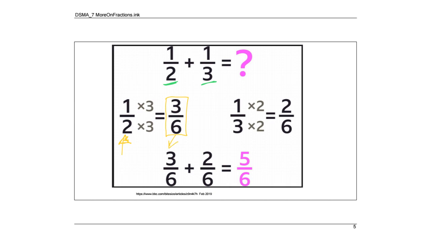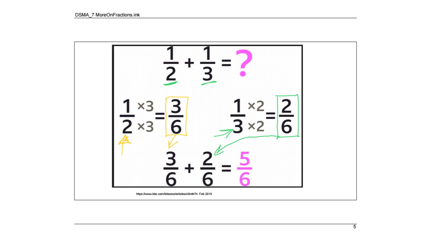So I've adjusted my fraction to have a denominator of 6. On the other side, I take 1/3, but I want a denominator of 6. So I'm going to multiply both top and bottom by 2. That gives me 2/6. And now I have common denominators here. I can add the numerators, so I can add the numbers on top. 3 plus 2 gives me 5, but the denominator we just leave alone.